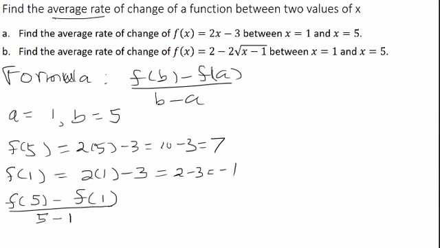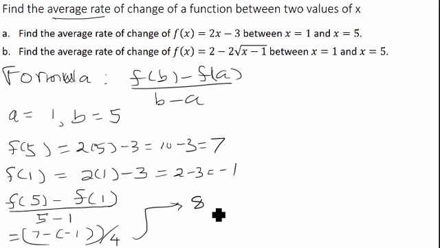That is equal to 7 minus negative 1 over 5 minus 1, which is a 4. And that gives us 7 minus a negative is a plus, so that's going to be 8 over 4, and 8 over 4 equals 2. So the average rate of change of this function between the points x equals 1 and 5 equals 2.